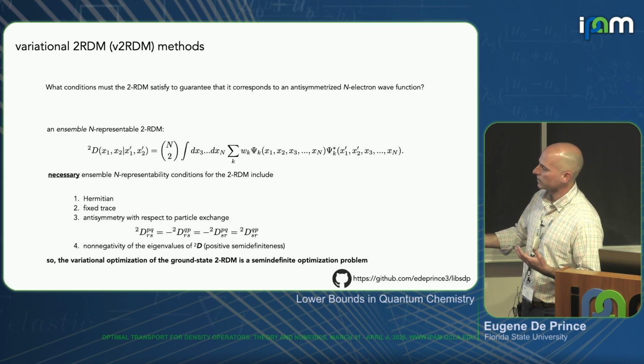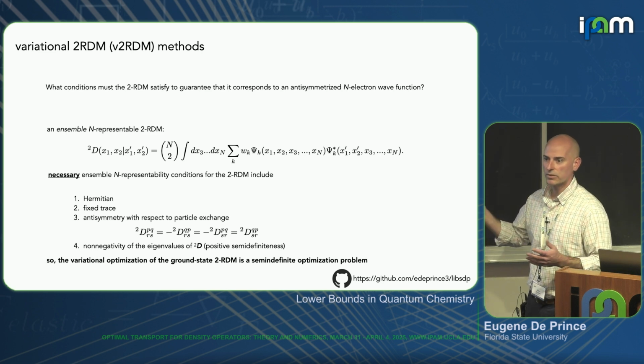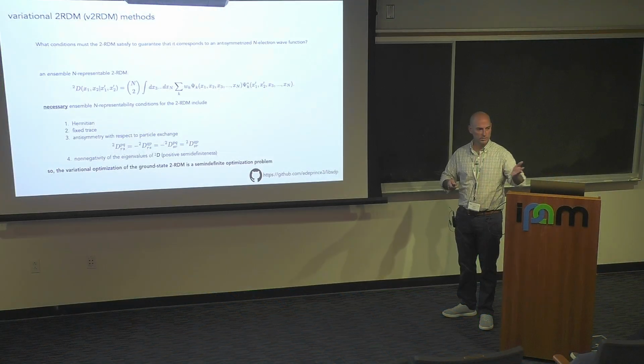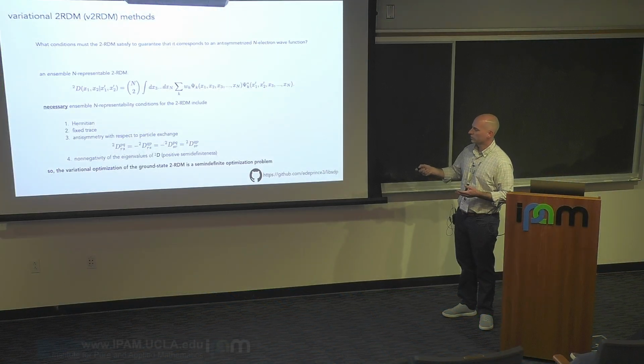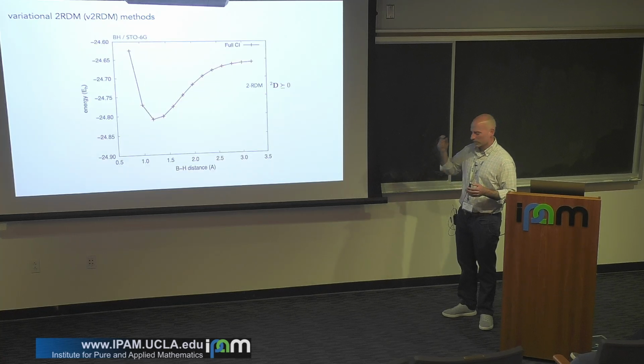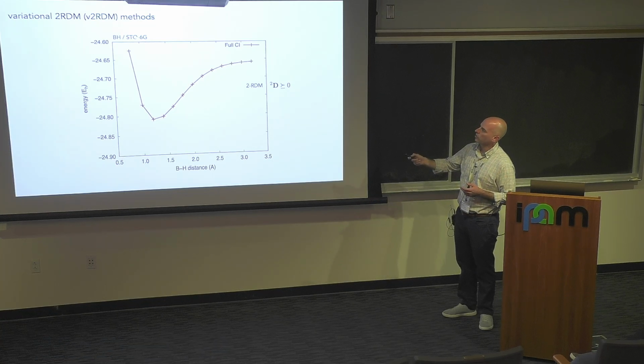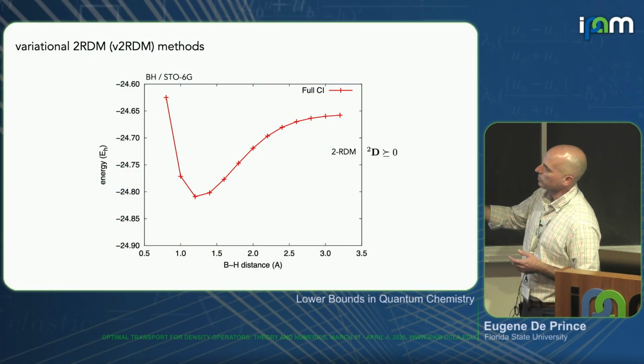So at the end of the day, this ends up becoming a semi-definite optimization problem. And there's lots of people in this room that have written down procedures like Sten or Paul, Nick, to optimize the 2-RDM directly like this. Okay, so in practice, what does this look like? Here I have a silly small molecule and a very small basis set, and this is the full CI. This is the exact answer in this basis set.